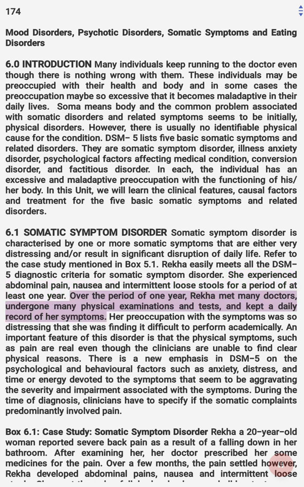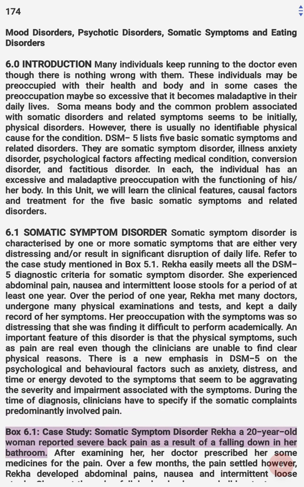Over the period of 1 year, Rekha met many doctors, underwent many physical examinations and tests, and kept a daily record of her symptoms. Her preoccupation with the symptoms was so distressing that she was finding it difficult to perform academically. An important feature of this disorder is that the physical symptoms, such as pain, are real even though the clinicians are unable to find clear physical reasons. There is a new emphasis in DSM-5 on the psychological and behavioral factors such as anxiety, distress, and time or energy devoted to the symptoms that seem to be aggravating the severity and impairment associated with the symptoms. During the time of diagnosis, clinicians have to specify if the somatic complaints predominantly involve pain.